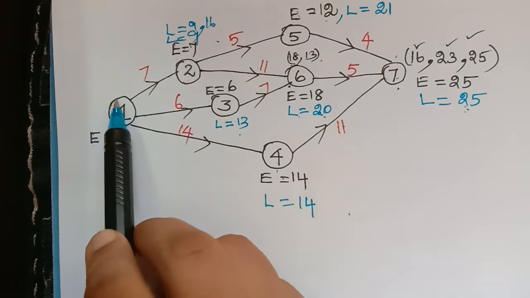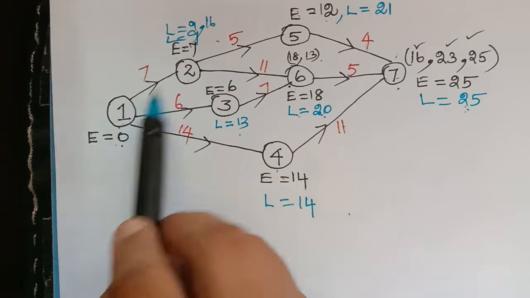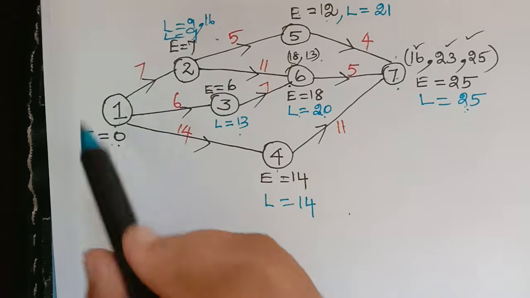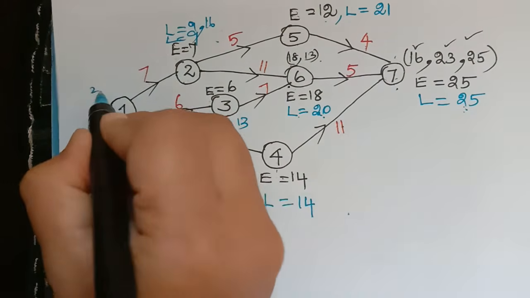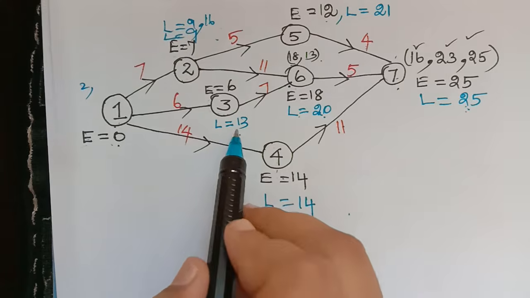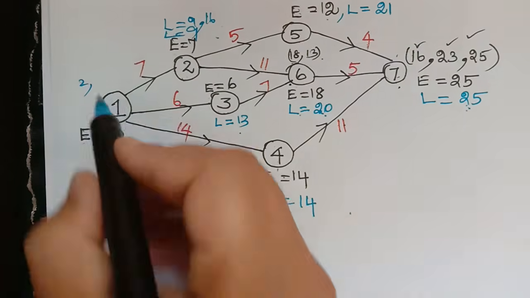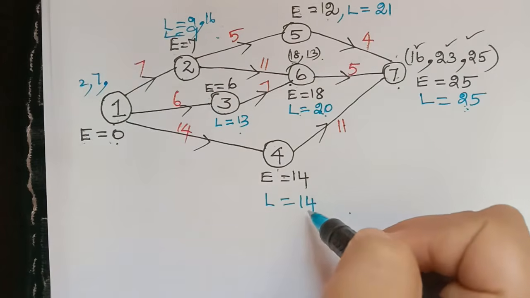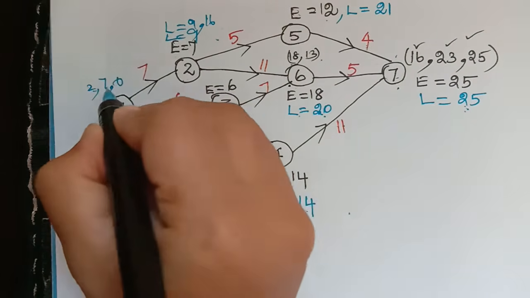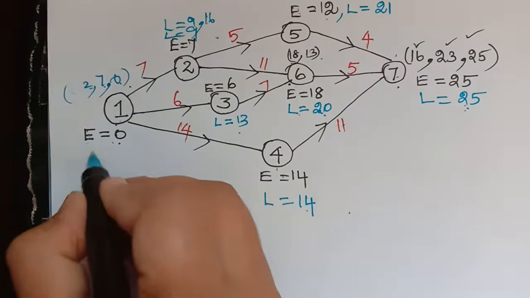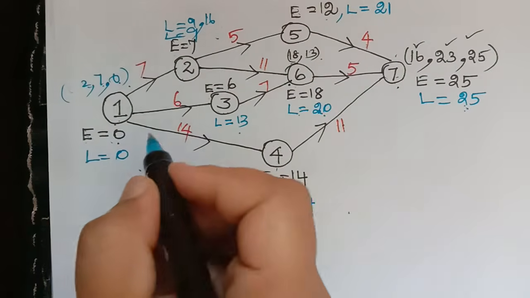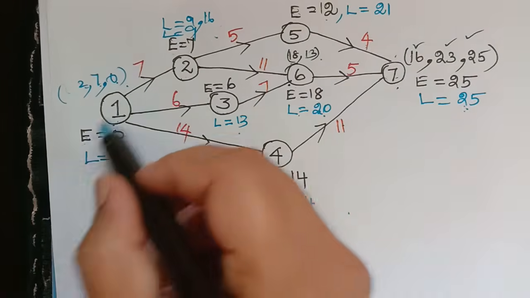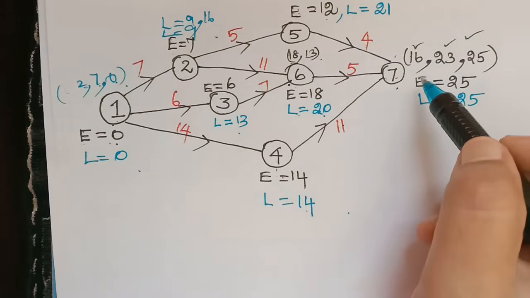Finally we have the event 1, for which there are 3 activities emanating from 1. So we have to calculate 9 minus 7, which will be 2, comma, and then here it is 13. So 13 minus 6, that is 7, comma, and then we have here L is 14. So 14 minus 14 is 0. The minimum of these 3 is 0. So the value of L is equal to 0. So we have calculated the value of earliest occurrence and latest occurrence for all the events.